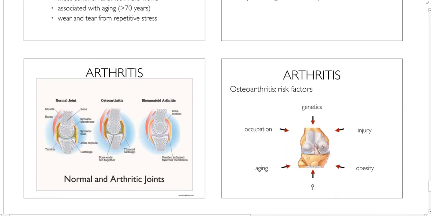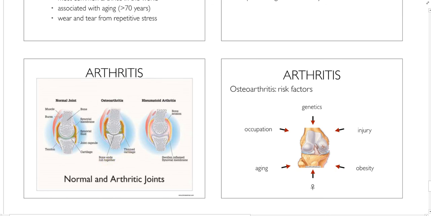Now, there's a difference between osteoarthritis and rheumatoid arthritis. Osteoarthritis is where we have thinned cartilage that results in bone ends rubbing together.